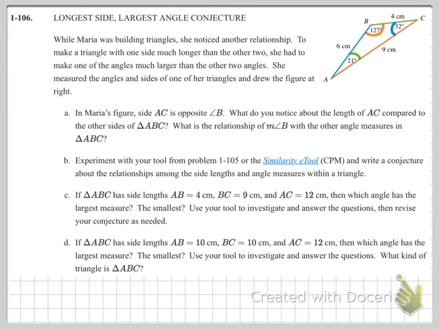So we take a look at part A. What do we notice about the length of AC compared to the length of the other sides in ABC? Well, if you take a look at AC, it's longer. So I would say that AC is the longest side. So AC is the longest.